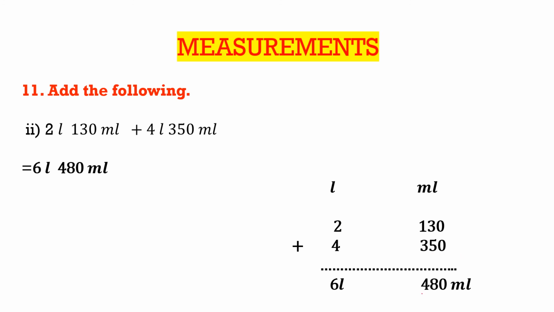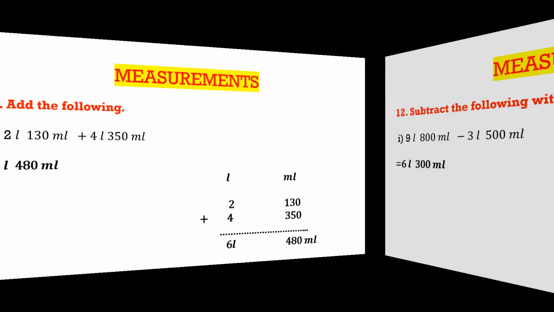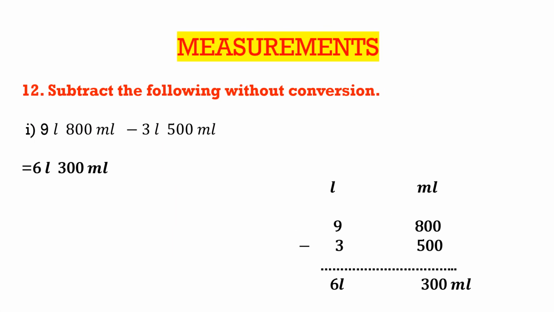Now move to question number 12. Now we have to solve the question number 12. Question number 12 is subtract the following without conversion. First bit is given 9 liter 800 milliliter minus 3 liter 500 milliliter.